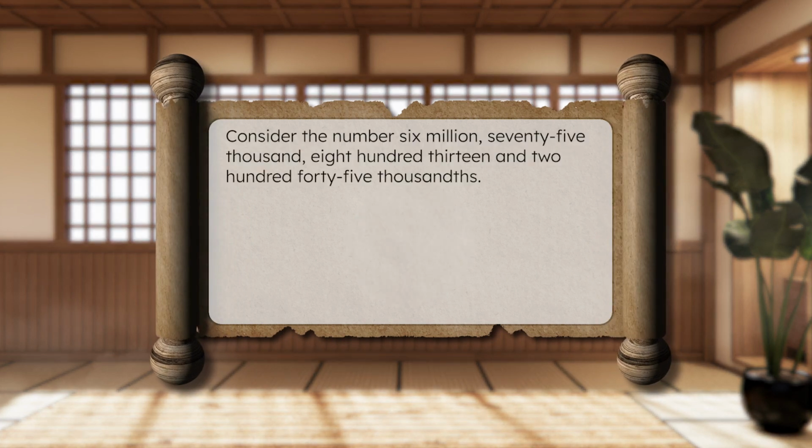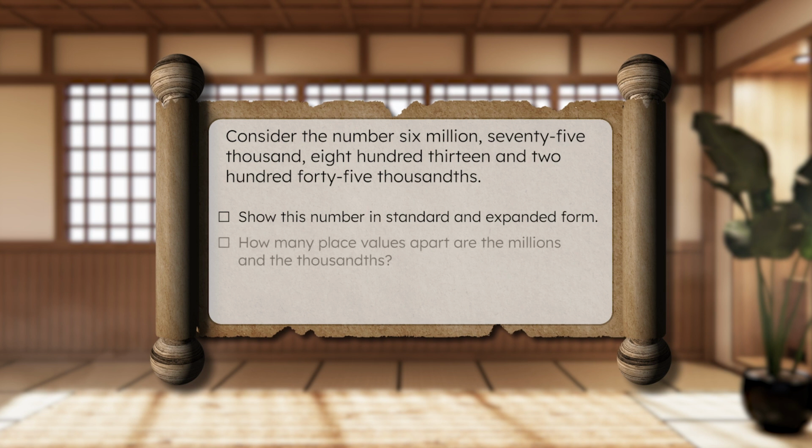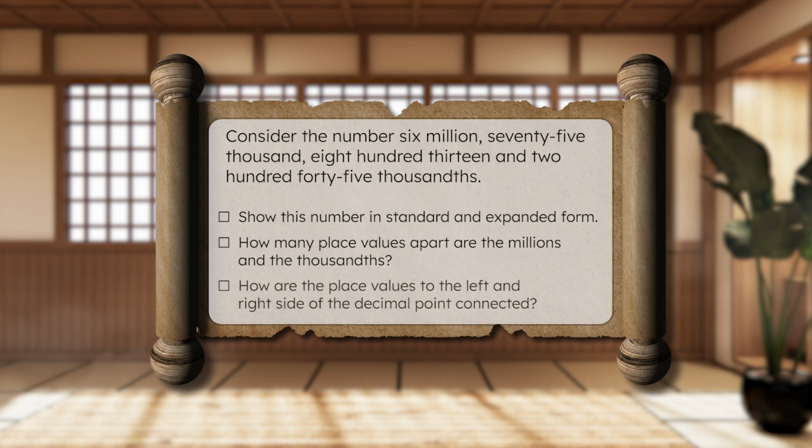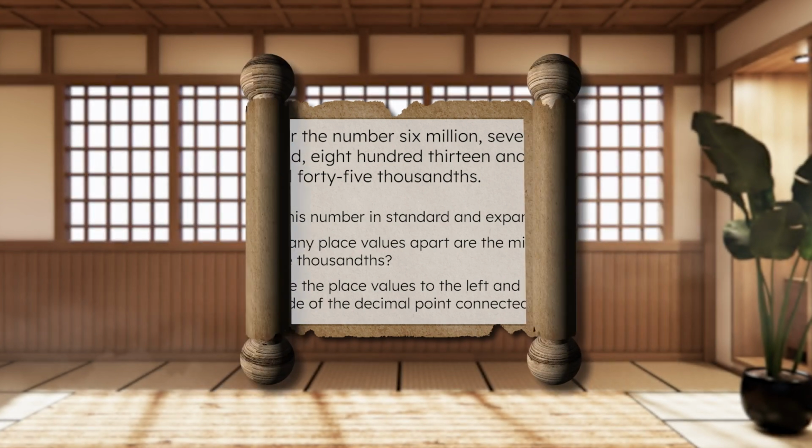For the number 6,075,813 and 245 thousandths, show this number in standard and expanded form. How many place values apart are the millions and the thousandths? How are the place values to the left and right side of the decimal point connected? Study well. The path to mastery begins now.